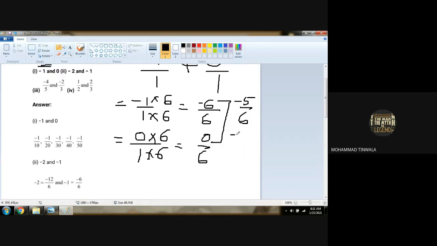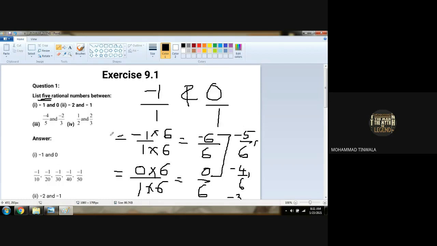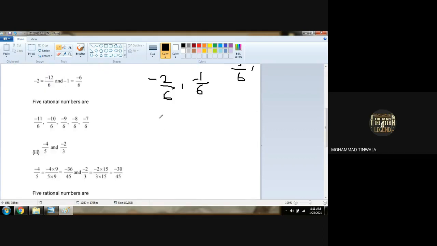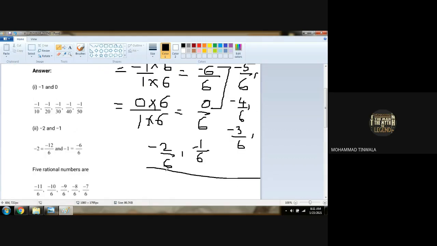Then minus 4 upon 6, minus 3 upon 6, then minus 2 upon 6, and minus 1 upon 6. But 0 upon 6 we do not count. You got your 5 rational numbers: 1, 2, 3, 4, 5 between the two rational numbers. Understood the content? Boys, in the explanation part also I explained the same to you.